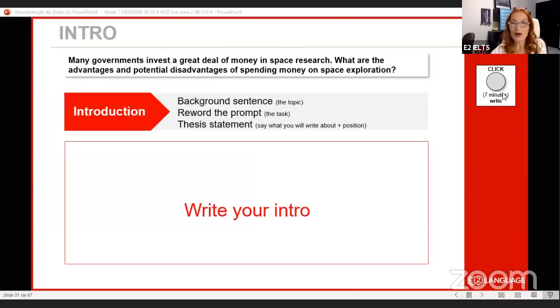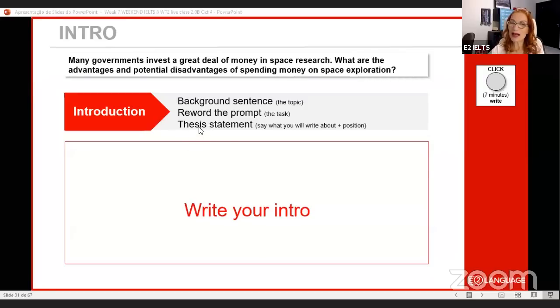That's the first step. Remember, the introduction does not have to be creative, but it has to be right on spot. Background sentence: reword the prompt. The reader does not have the essay prompt in his hands, so you need to reword it so he knows the idea of the essay to be developed. I'm going to close the chat box so it doesn't distract you now. I'll be reading all of your writings, so please send them in.